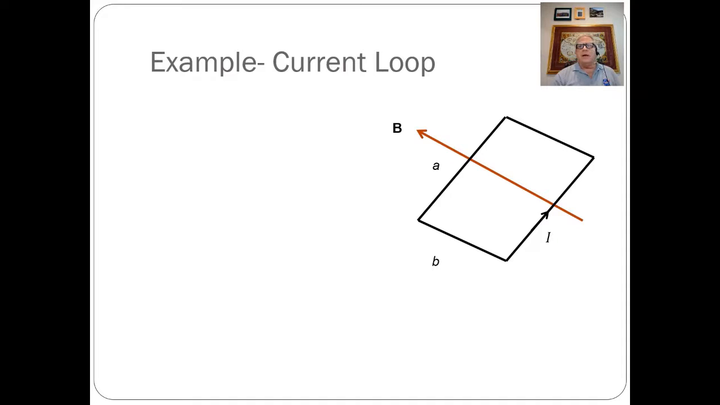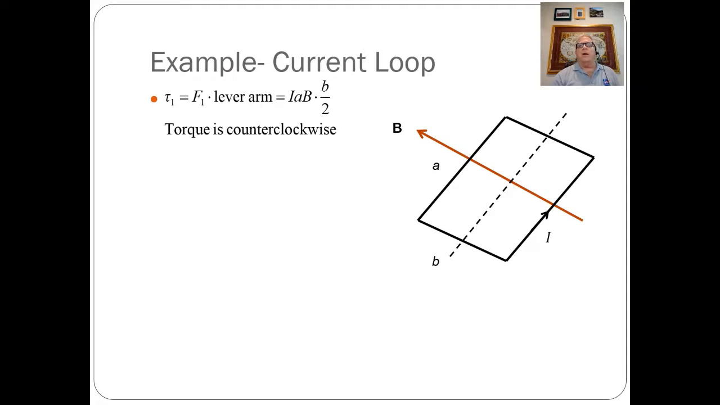Let's take a look and calculate the torque about this axis here, as I have drawn it in with a dotted line. Now, the torque on side 1 would be the force on side 1 times the distance that side 1 is from the axis of rotation. So that would be IAB, that's the force, times little b over 2, that's the distance. And we can see that the torque it would exert, since that force is going up, would tend to rotate this current loop counterclockwise. Since there's no force on side 2, there is no torque exerted there.